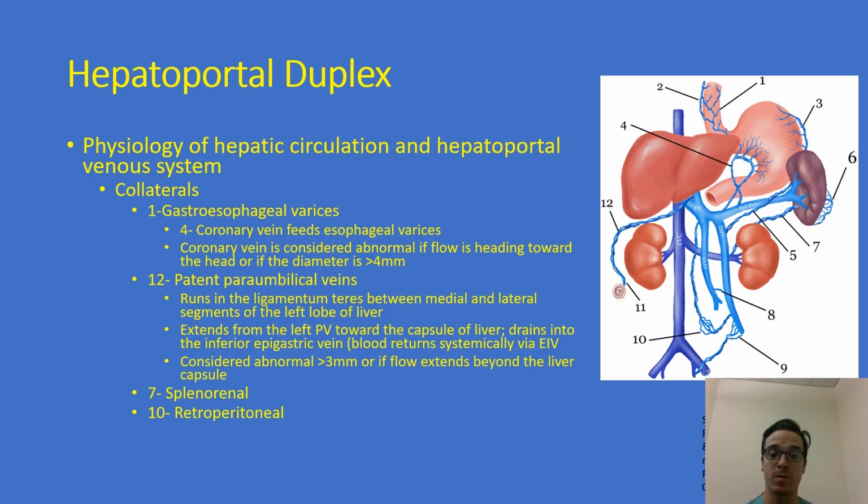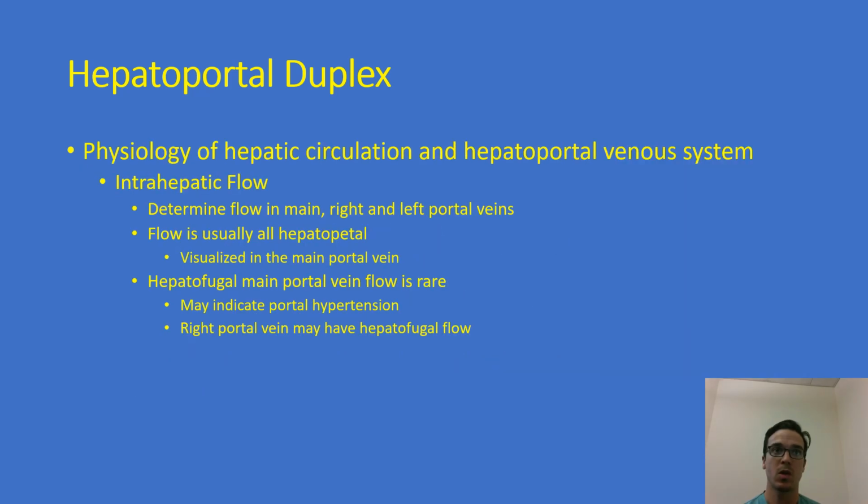Also important are the splenorenal and retroperitoneal collateral pathways. When assessing hepatic circulation, we want to evaluate intrahepatic flow. This is usually determined by evaluating flow in the main, right, and left portal veins. Flow is usually all hepatopetal, which, as we recall, means flow into the liver.